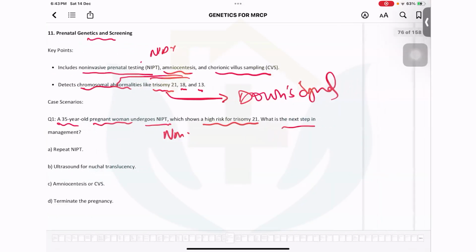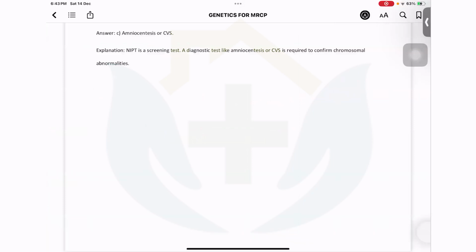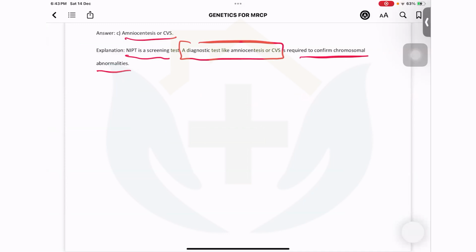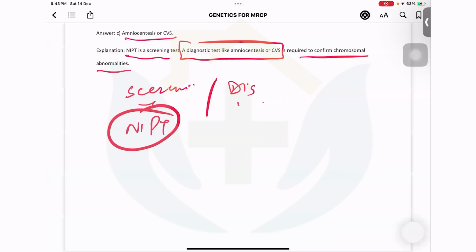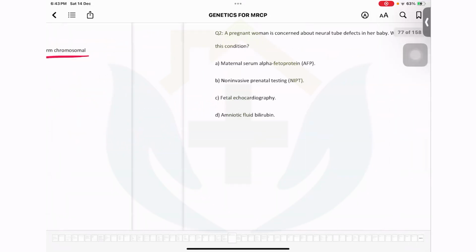Amniocentesis. What we will do is amniocentesis, because NIPT is just a screening test. A diagnostic test will be needed to confirm the chromosomal abnormalities. So you need to understand the difference between a screening test and a diagnostic test. NIPT, non-invasive prenatal testing, is basically a screening test, and amniocentesis or chorionic villus sampling is a diagnostic test where you can authoritatively say that yes, this is so, and then it is the family's decision.